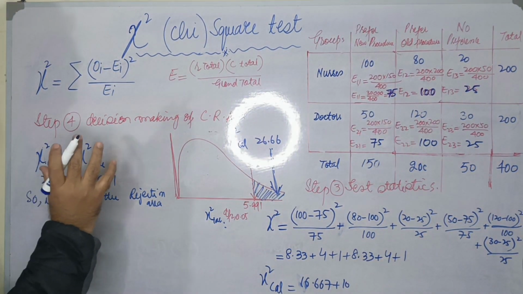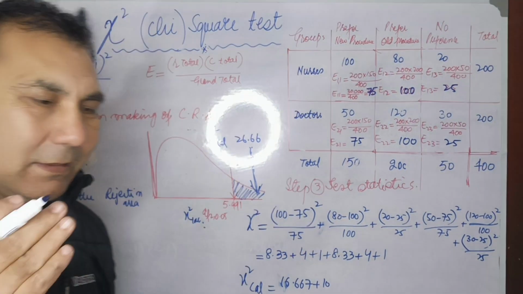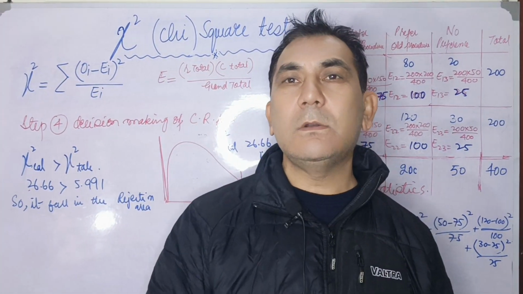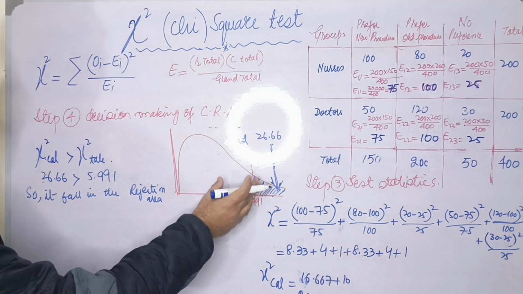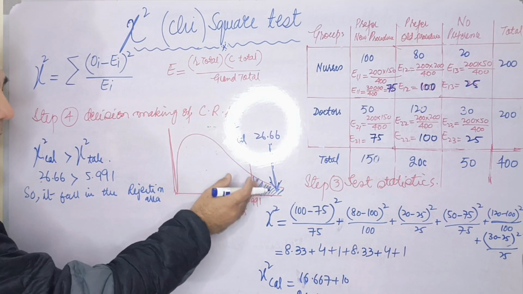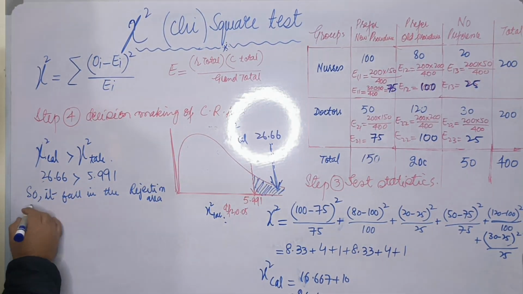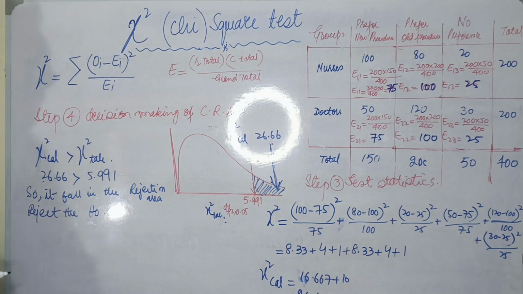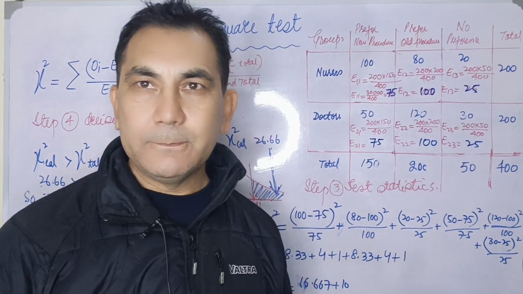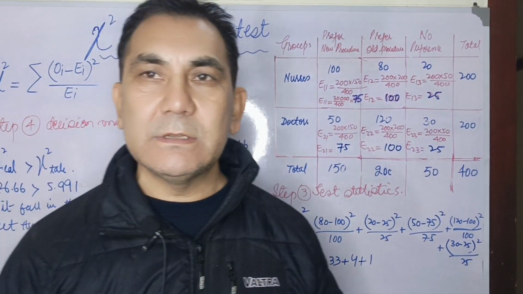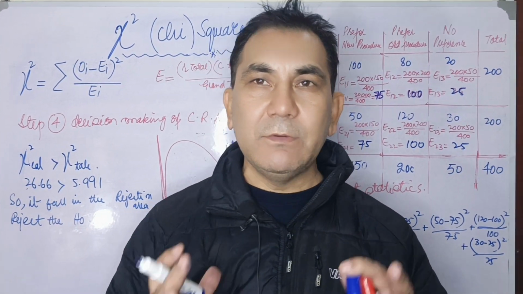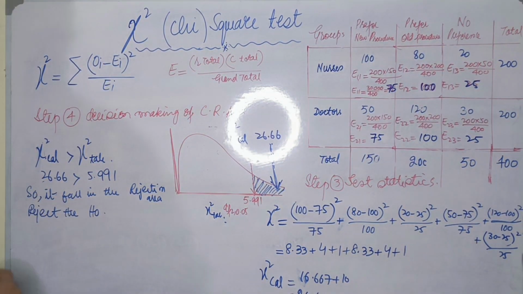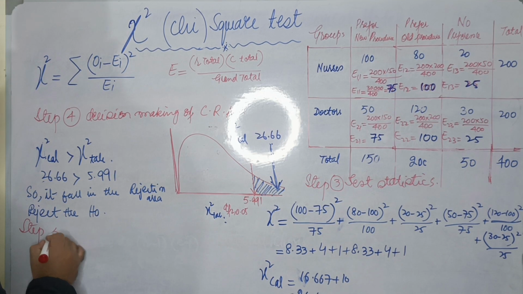So when the chi calculated value, the t calculated value, z calculated value, f calculated value, ANOVA calculated value, any calculated value, is greater than the tabulated value, it falls in the rejection area. So we reject the null hypothesis. When we reject the null hypothesis, it means a type 1 error. And what does the type 1 error say? Type 1 error says that the null hypothesis is correct but we reject it.